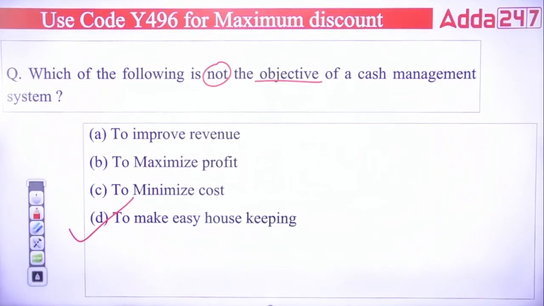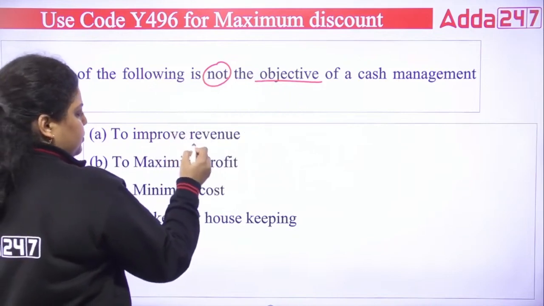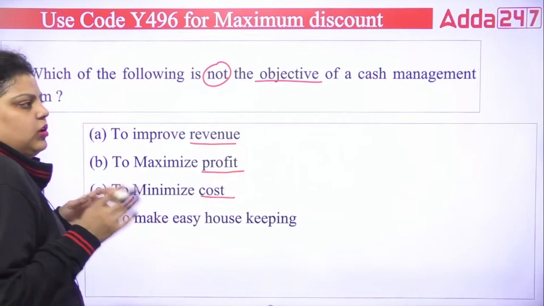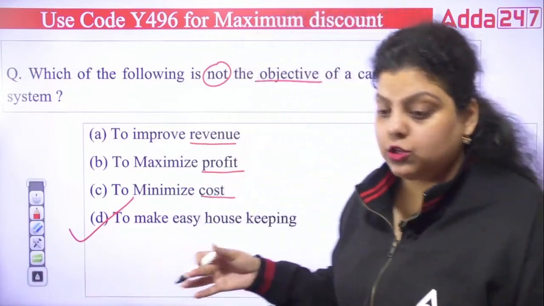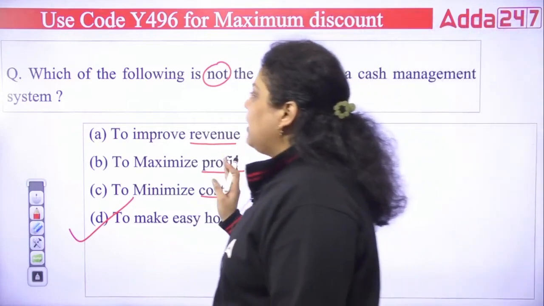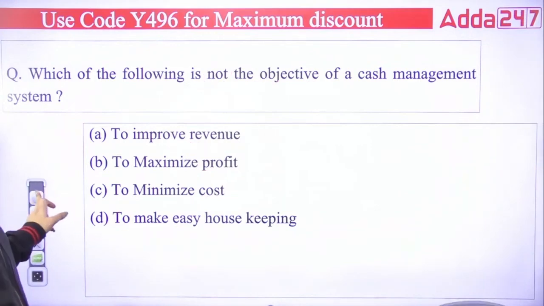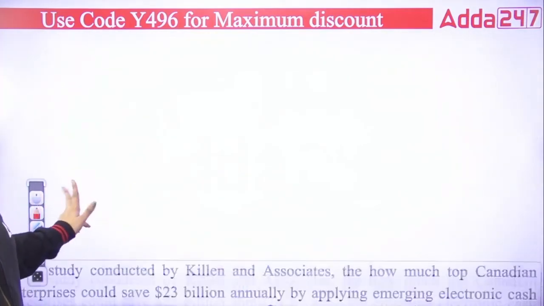So if you perform cash management services, if you do the cash management system, it will improve your revenues, it will maximize your profit, it will minimize your costing, because you have already decided how to do it and what to do with your business cash, with your business liquidity. It will not impact your business in that scenario. So the right answer will be option D, to make easy housekeeping. This is not the objective.